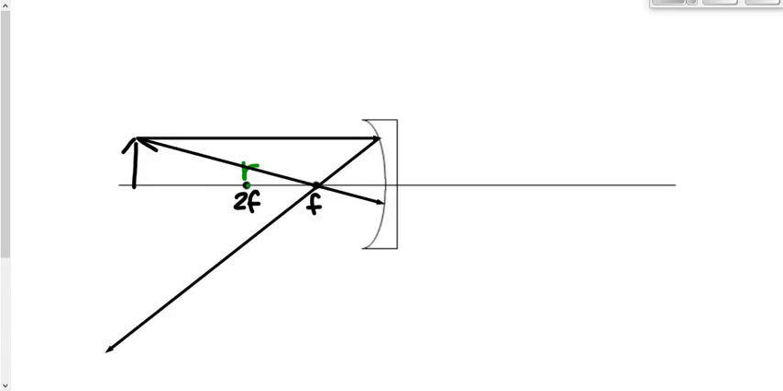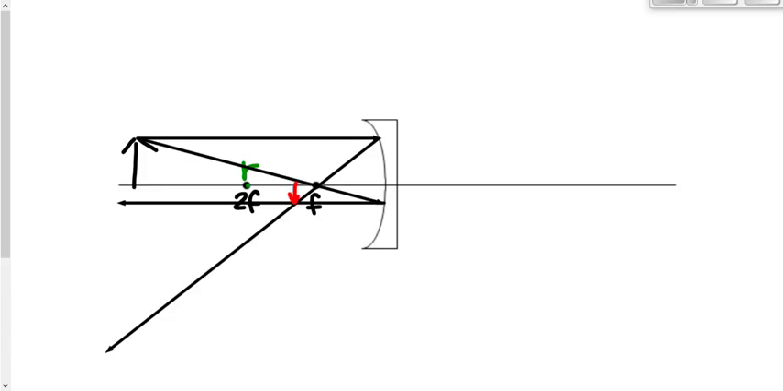Where do you think it's going to go? Take a guess. An educated guess here. It does not reflect to the focal point. Rather, if the ray that goes parallel goes through the focal point, the ray that goes through the focal point is going to go parallel. So this image ends up being formed right here.